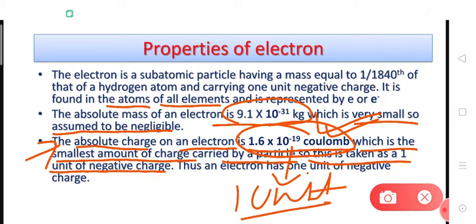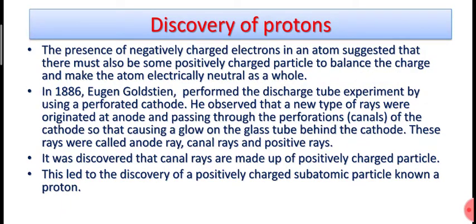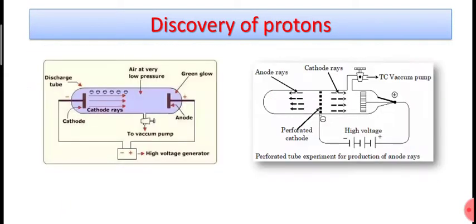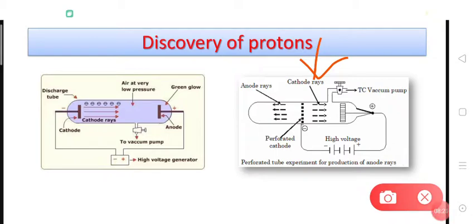So we can say that the electron has only 1 unit of negative charge. Now let's discuss the discovery of the proton. Dear students, the discovery of protons was done after the discovery of anode rays, and the discovery of anode rays was done by Eugen Goldstein. The discovery of anode rays gave an idea of the existence of a positively charged particle in the atom that was called proton. So how were anode rays discovered?